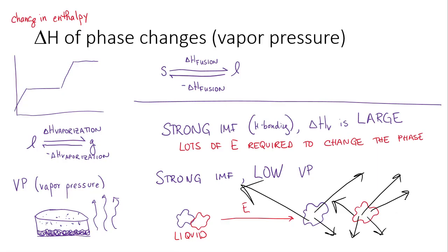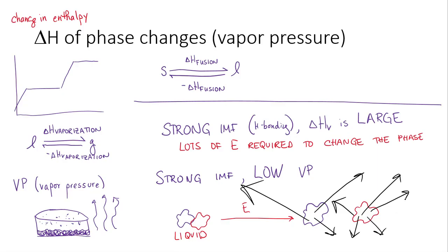And so if you have to put in a lot of energy to separate two molecules, they're not going to be a whole lot in the gas phase. They're going to stay in the liquid phase. If you can separate two molecules really easily, then they're going to go up into the gas phase.